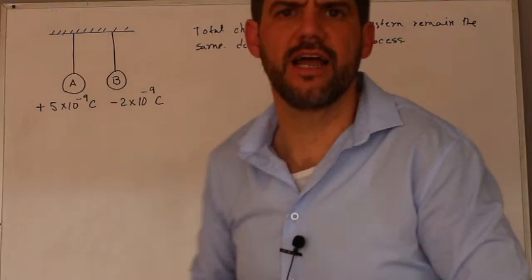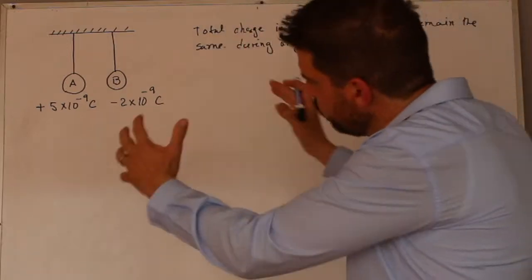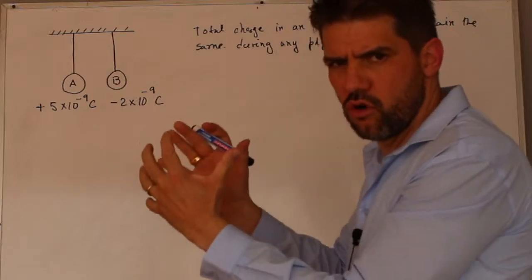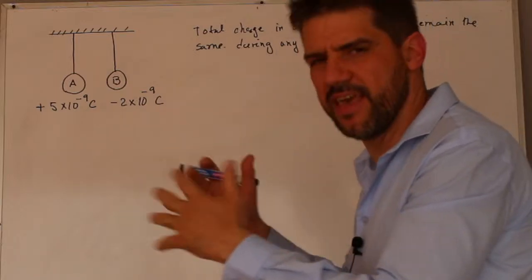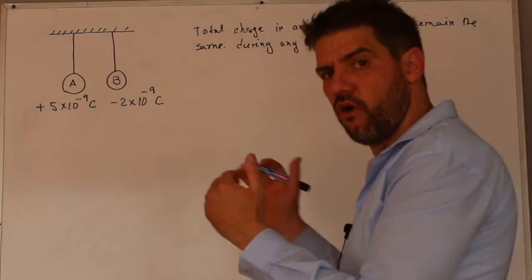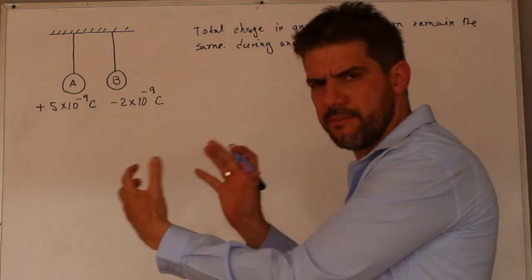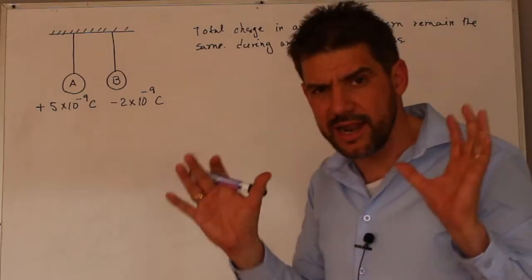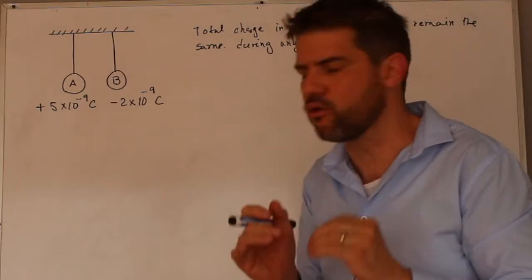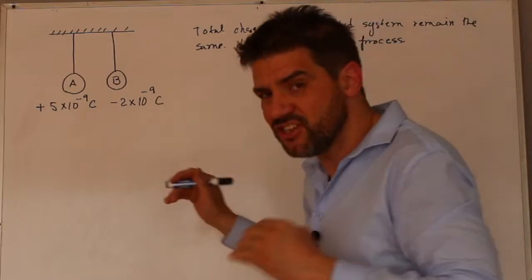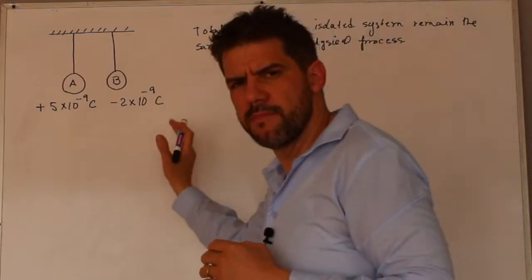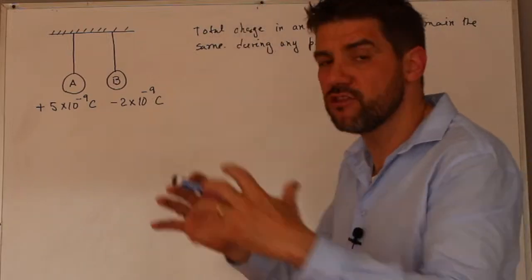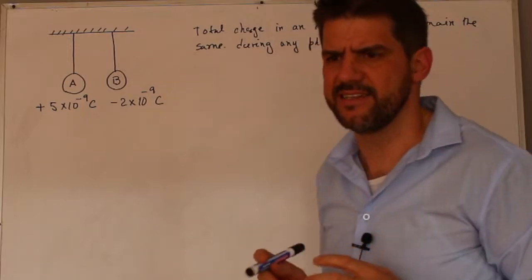During any physical process. It means if you bring those two spheres into contact, there's going to be something happening there. But the total charge before that physical process of A and B touching each other must be the same as the final. So the total amount of charge must stay constant. The charge on A may change, the charge on B may change, but the total amount must stay the same.